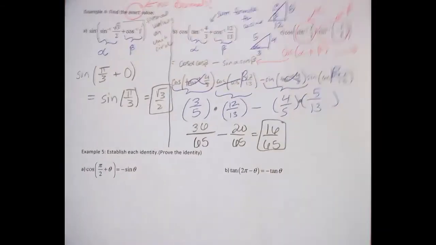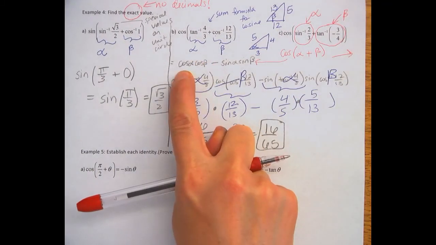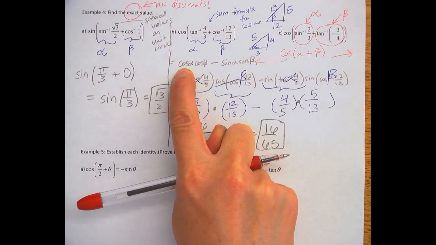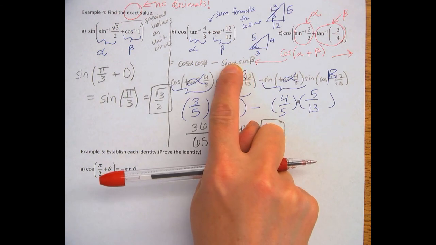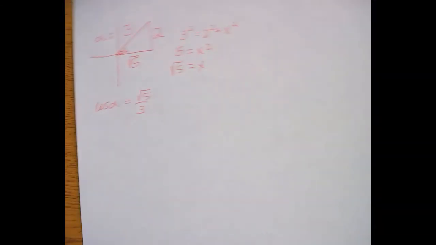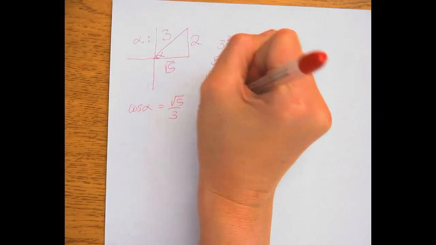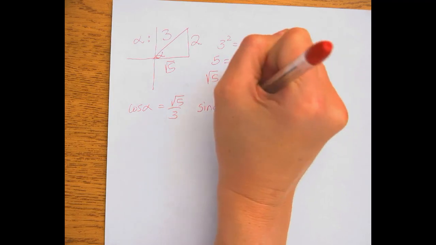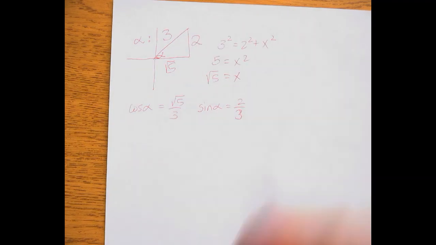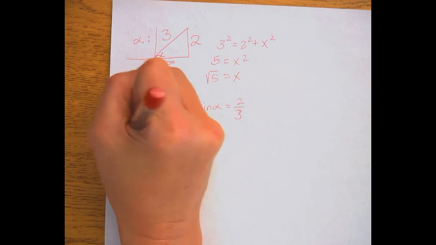So I can figure out that cosine of alpha will be rad 5 over 3, and I will use that here in this part of the identity. And then I also can figure out sine of alpha. Sine of alpha is 2/3, opposite over hypotenuse.